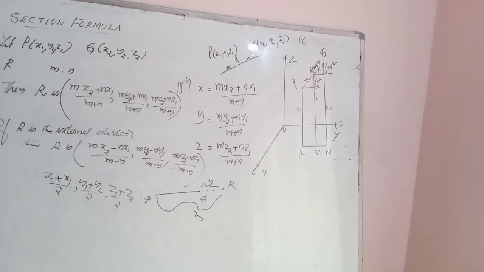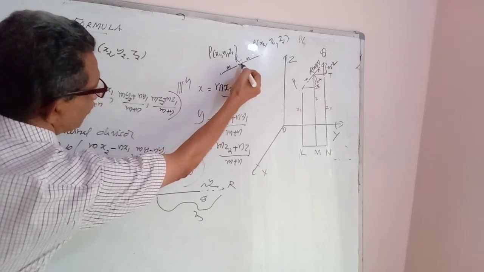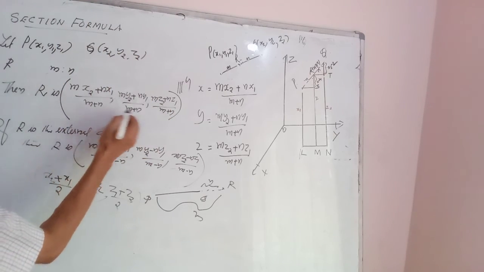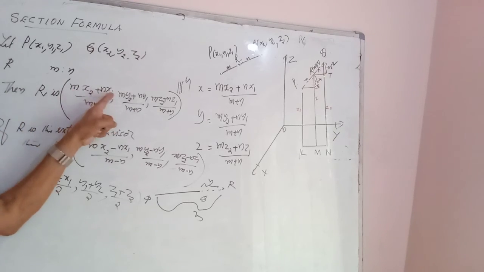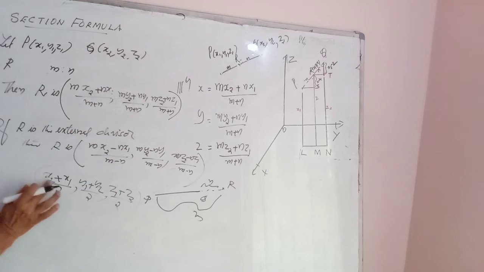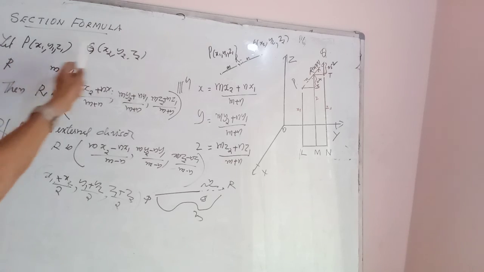Then last, the midpoint of the line segment joining x1 y1 z1 and x2 y2 z2. The ratio will be 1:1, so put 1 in place of m and n. Then we get 1 into x2 plus x1, that is (x1 plus x2) by 2, (y1 plus y2) by 2, (z1 plus z2) by 2. That's the x coordinate, y coordinate, z coordinate of the midpoint joining x1 y1 z1 and x2 y2 z2. Okay.